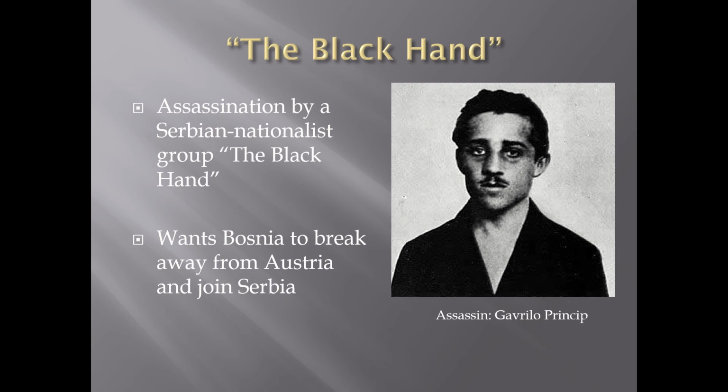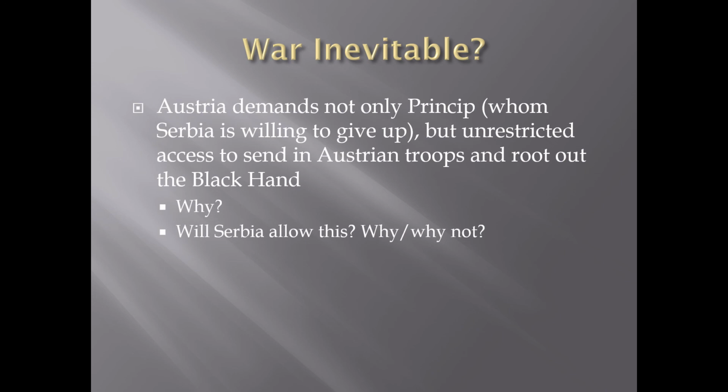Now, was war at this point inevitable? Does Austria have to go to war with Serbia over the actions of this assassin, Gavrilo Princip? Well, not necessarily. Austria obviously is going to want the assassin, and Serbia is willing to hand him over. He was not acting on the orders of the Serbian government, so the Serbian government is happy to hand him over. But Austria further demands that they be allowed to send troops into Serbia to root out all the members of the Black Hand.